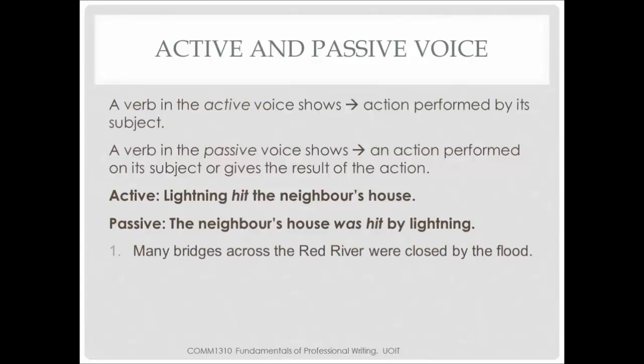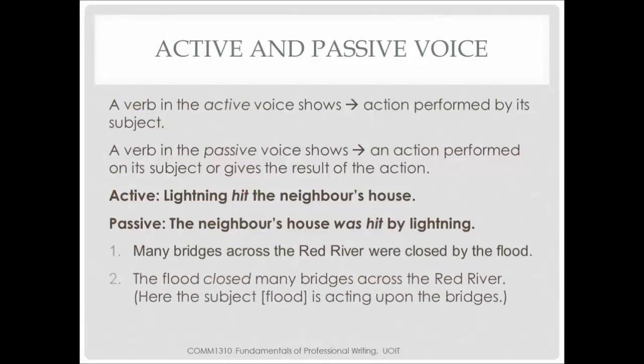With this first sentence, many bridges across the Red River were closed by the flood. Do you think it is written in passive or active voice? This is an example of passive voice. Look at how it changes with active voice. The flood closed many bridges across the Red River. Here, the subject, flood, is acting upon the bridges.